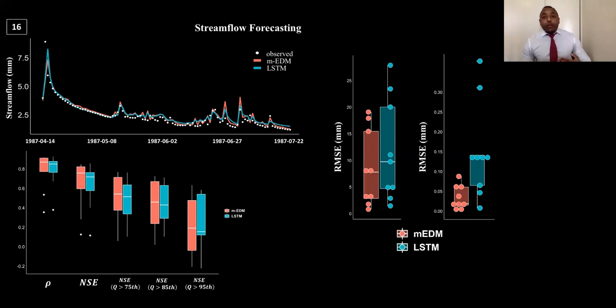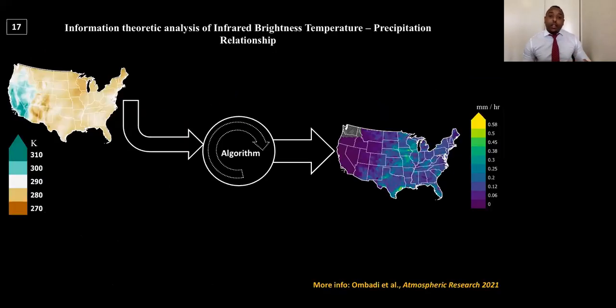So now I would like to move on and talk about the fourth and last study of the first part of the presentation, which relates to the relationship between infrared brightness temperature and precipitation.